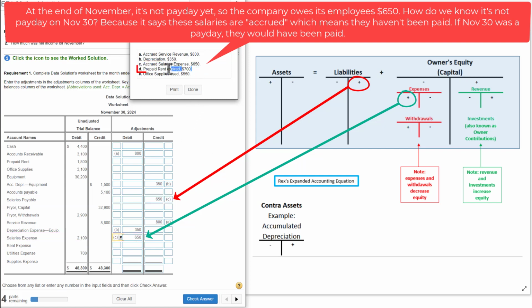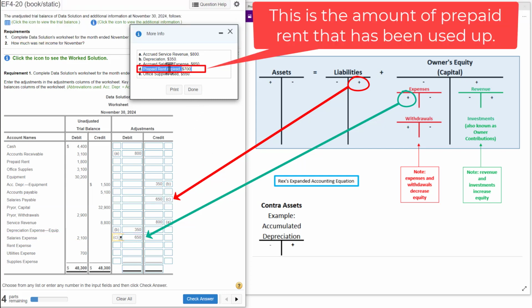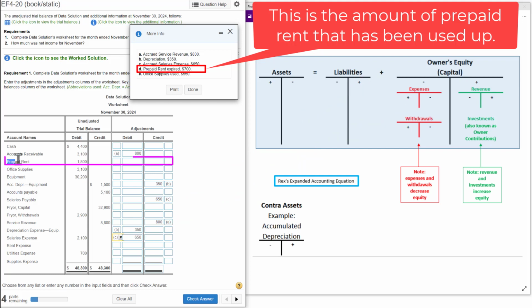Then we have prepaid rent that has expired. In other words, it has used up. So we find prepaid rent. Now this is key. We had $1,800 of prepaid rent before this, but it says that $700 of it has expired. So we need to lower the prepaid rent by $700. How do you lower an asset? With a credit. So I'm going to find prepaid rent. I'm going to lower it by $700. That is adjustment D.